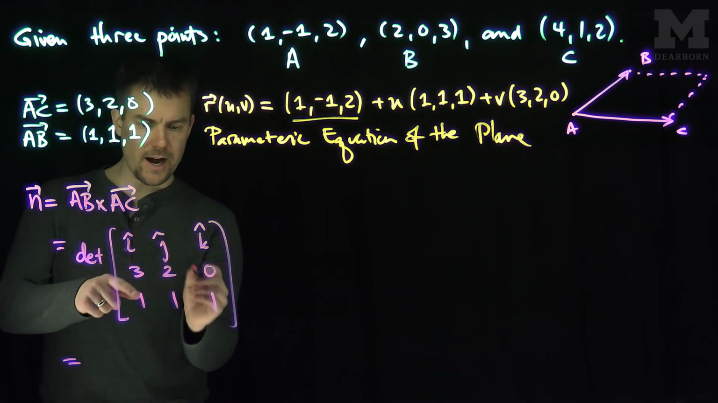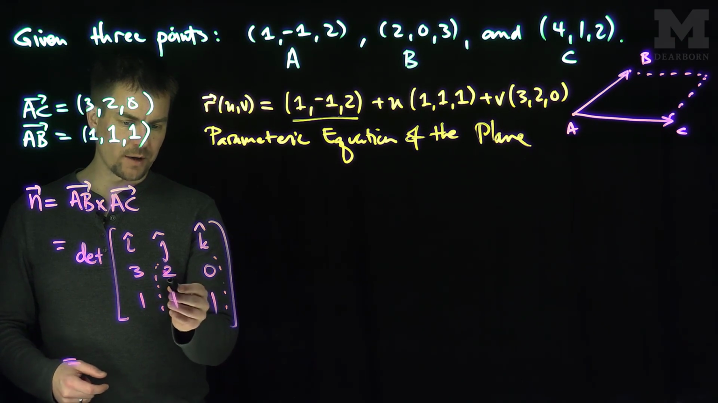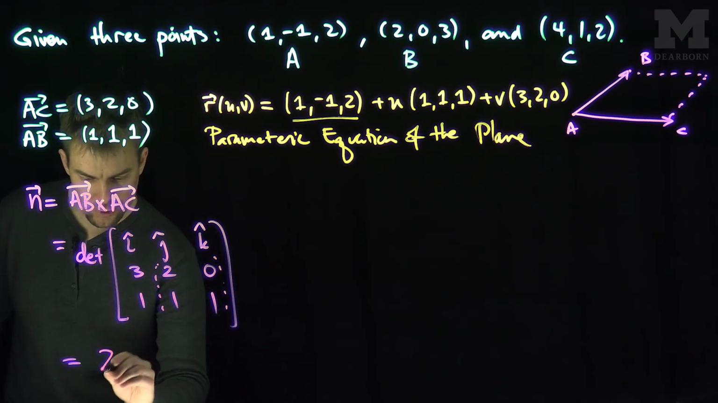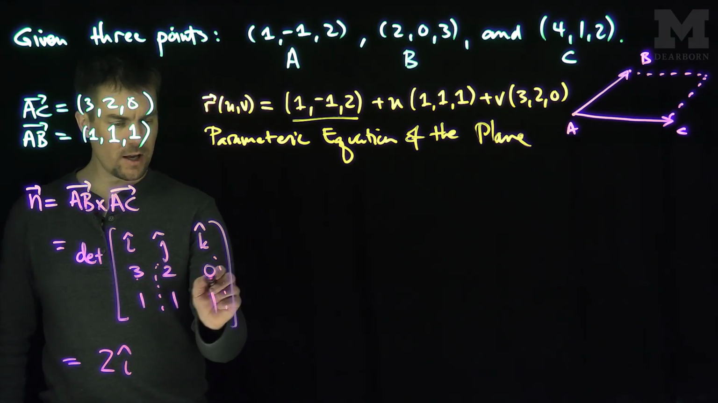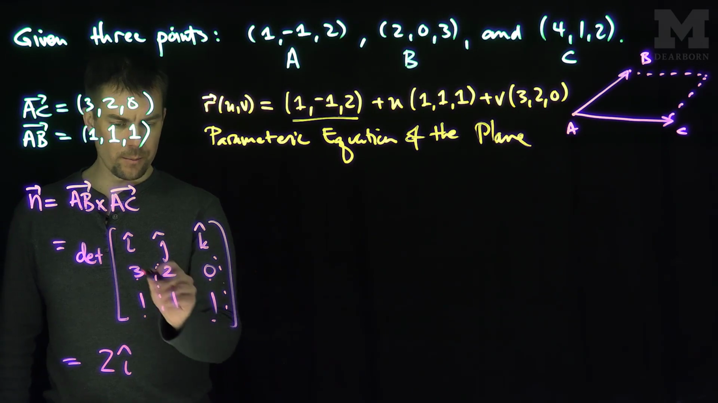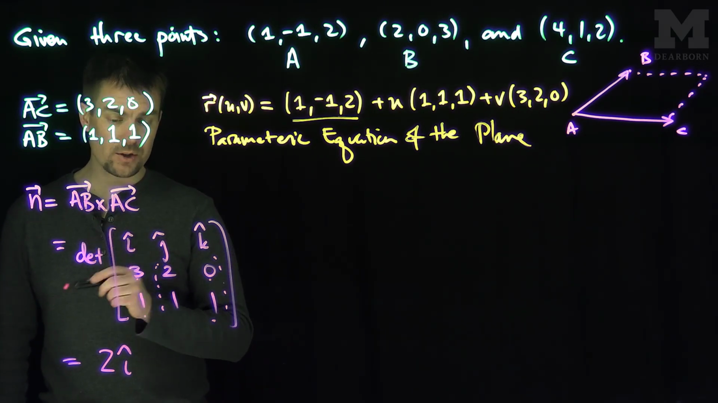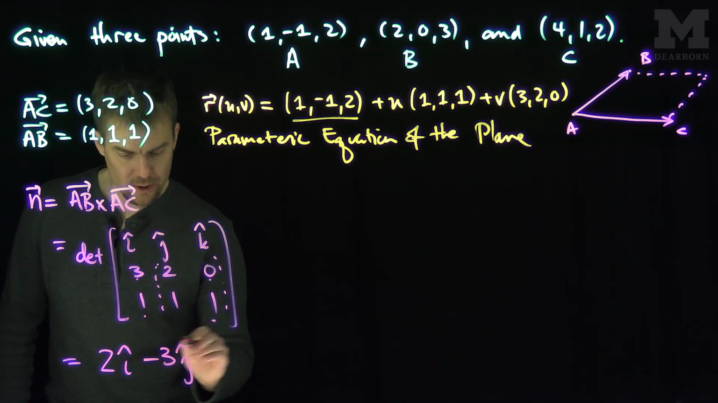Let's look at the i entry. I'm going to look at this subdeterminant over here. So the i entry is going to be 2 times 1 minus 1 times 0, so I'm going to get a 2i hat. If we look at the j entry, I'm going to have 3, 0, 1, 1. So that will be 3 times 1, which is 3, minus 1 times 0, which is nothing. So I get a positive 3, but the j is always negative. So the j is going to be -3, so that's -3j hat.